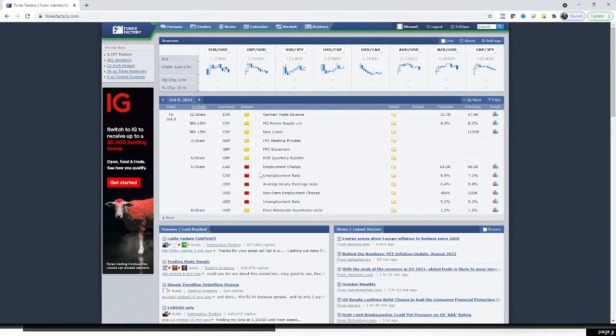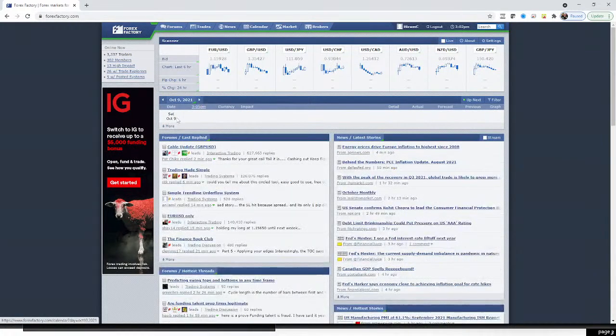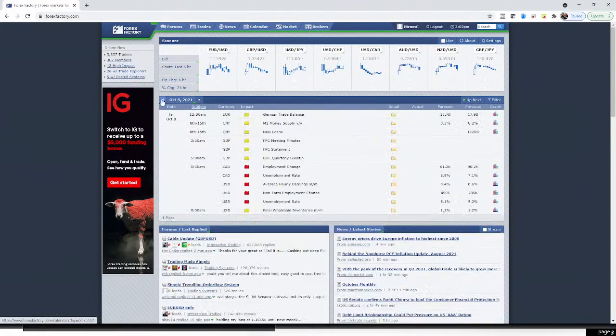And then Friday, we've got a ton for the CAD and U.S. dollar at 6:30 a.m. Mountain, 8:30 a.m. Eastern. Employment change and unemployment rate for the CAD, and then average hourly earnings for the U.S. dollar, non-farm employment change for the U.S. dollar, and unemployment rate. So keep an eye out for those on Friday, October 8th. That brings us into Saturday, which there's nothing, so we're not going to worry about that.